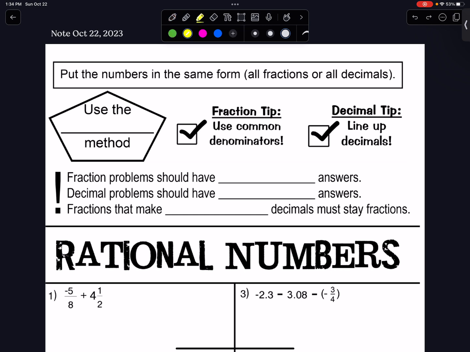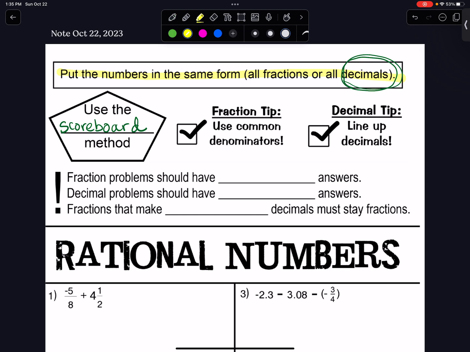So the first thing we're going to do is, if we have a combination of fractions and decimals, we're going to put them all in the same form, either all fractions or all decimals. I know that everybody likes to put them in decimal form because then you can use a calculator, which you are allowed to use, but sometimes we have to leave fractions as fractions. We'll talk about that as we get going here. Since we have positives and negatives that we're adding and subtracting, we are going to use our favorite thing here, the scoreboard method.